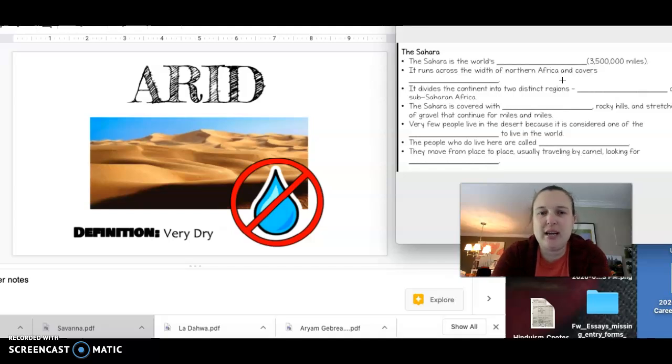Can you practice saying arid? It sounds like rid, like get rid of that, but then arid. Arid is a very good word to know when we're talking about dry places.